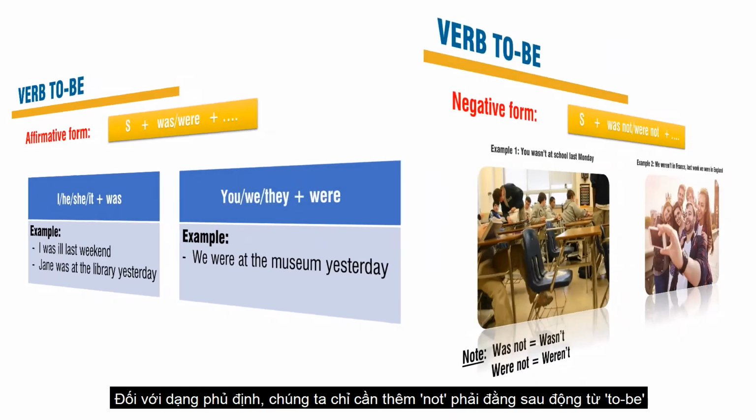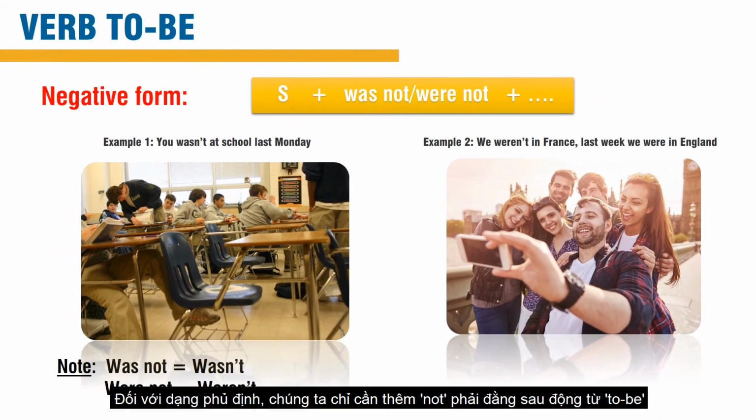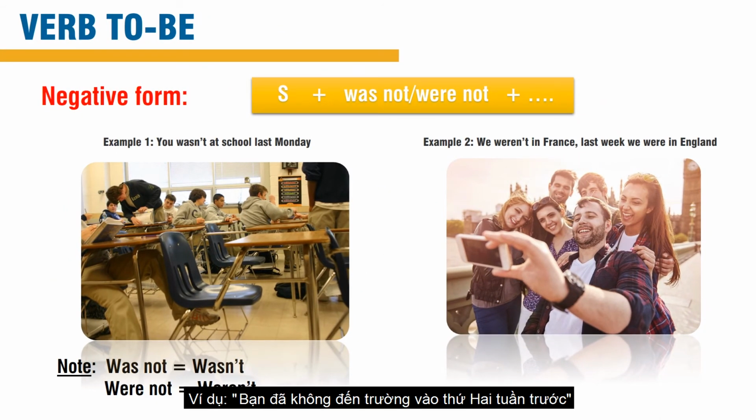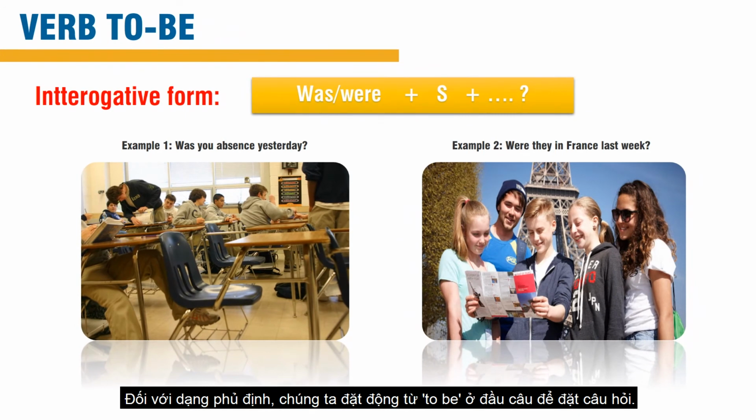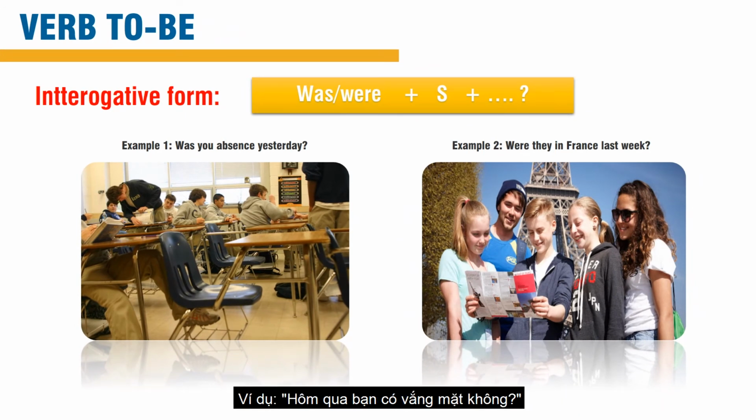For the negative form, we just need to add not behind the verb to be. Example: you wasn't at school last Monday, or we weren't in French last week. For the question form, we put the verb to be at the beginning of the sentence to make questions. Example: was you absent yesterday?